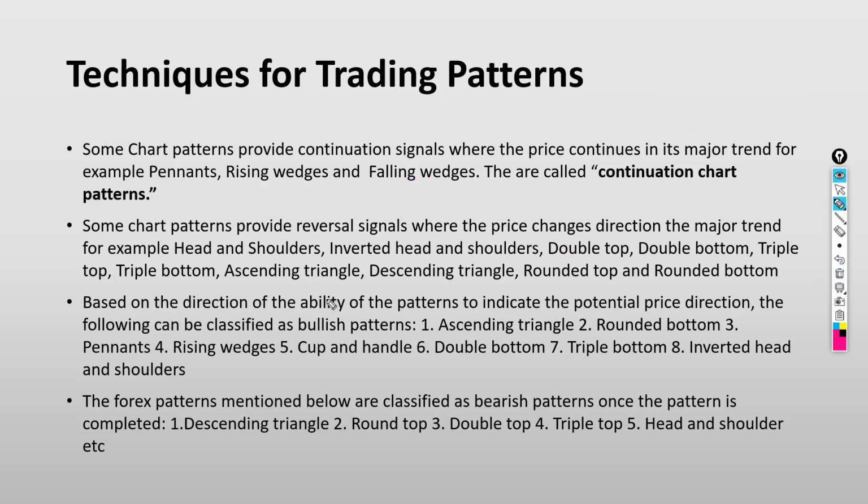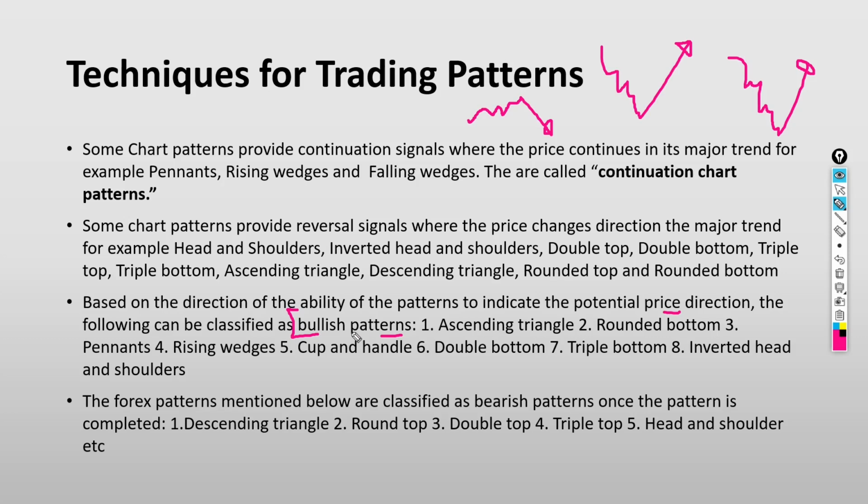Based on the ability of the patterns to indicate a potential price direction, the following can be classified as bullish patterns. Some patterns are bullish patterns, whereby you may be in a downtrend, and then you get a pattern, and then the price changes into a bullish momentum. That one becomes a bullish pattern. If you're in a clear uptrend and then the price changes, the pattern you got before the price changed to a bearish downtrend is what we call a bearish pattern.